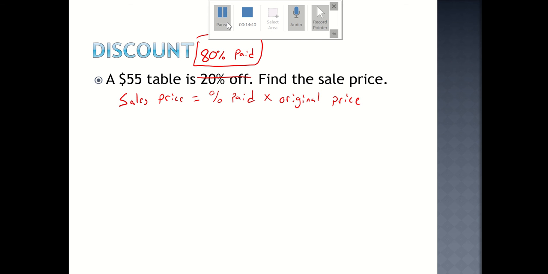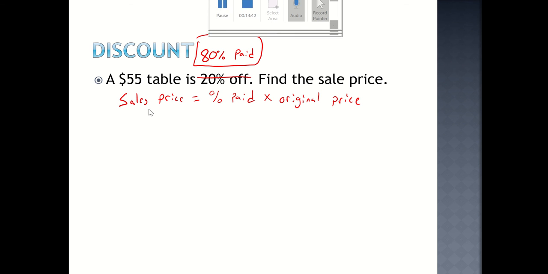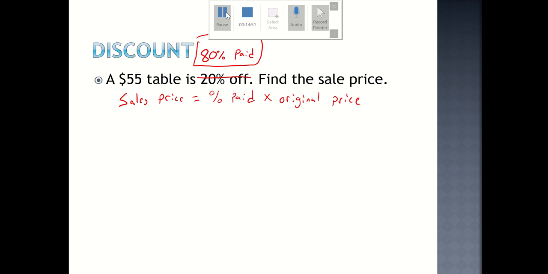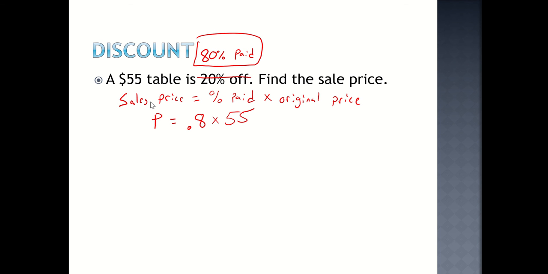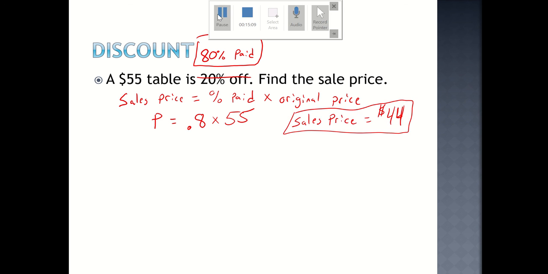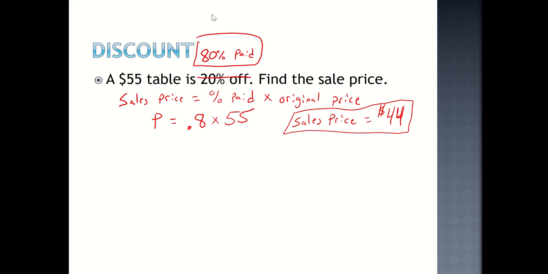So as we substitute in these numbers, we're thinking about it in these terms. Our sales price, what we are paying, is equal to the percent that we do pay times the original price. So let's plug these different parts in now. All right, well, the sales price is unknown, P. The percent paid, we paid 80%, times the original price, $55. 0.8 multiplied by 55. And we get a sales price of $44. Sales price is $44. Please do include your units there.